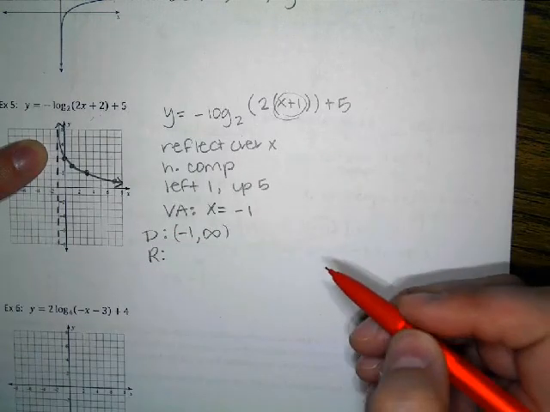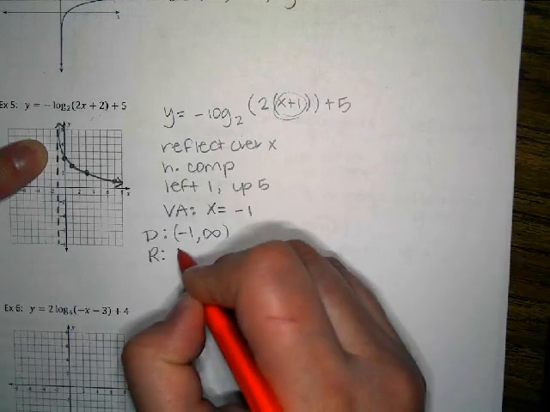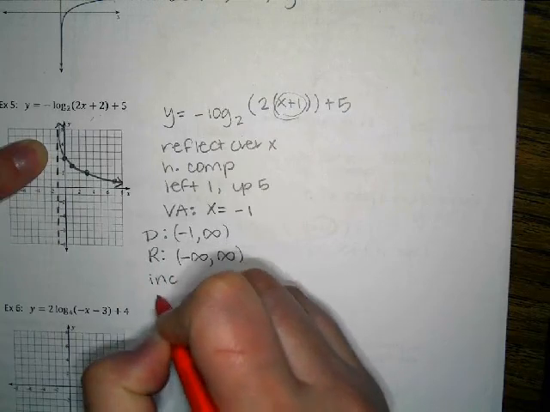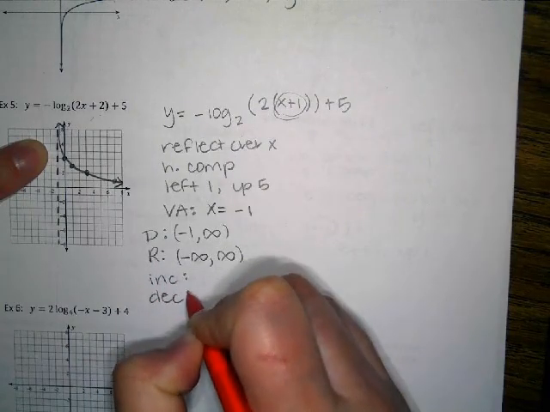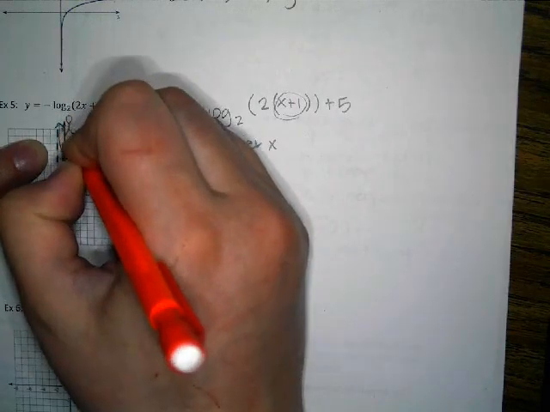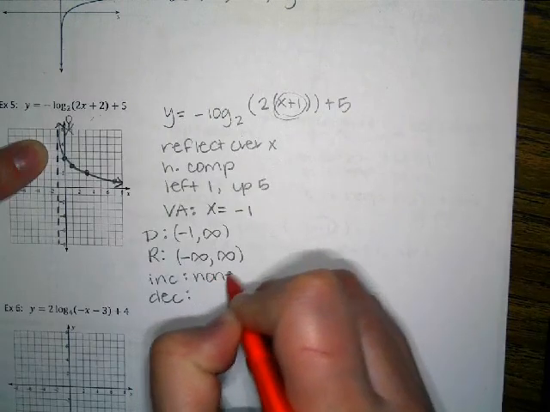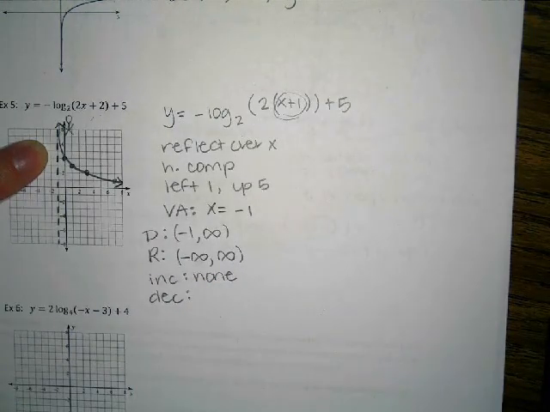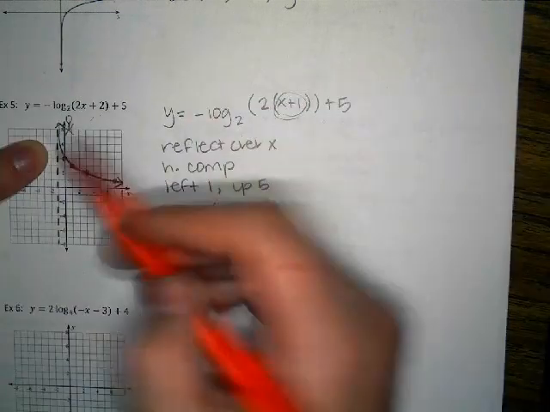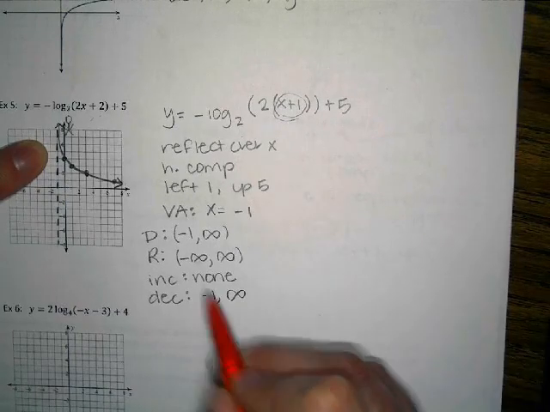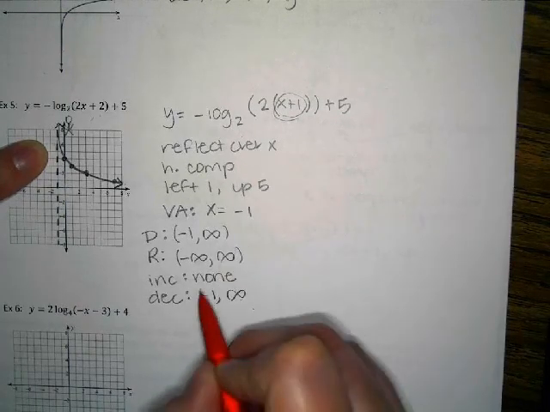Increasing, decreasing. If we put a stick figure over here, he's going downhill, so I'm going to put none for increasing. And then what numbers should I use for decreasing? -1 to infinity. What should I put around those numbers? Parentheses. Okay. Is there a max or a min? Yeah, no mountaintop, no valley.